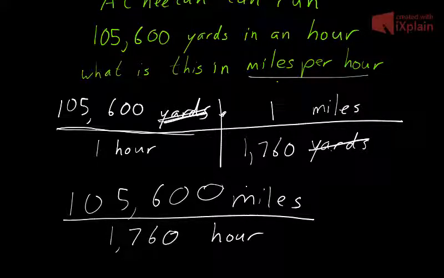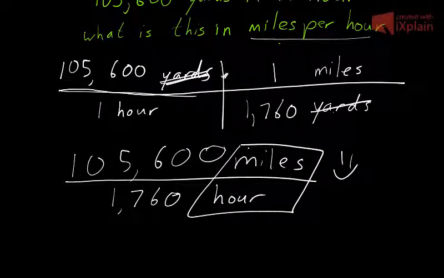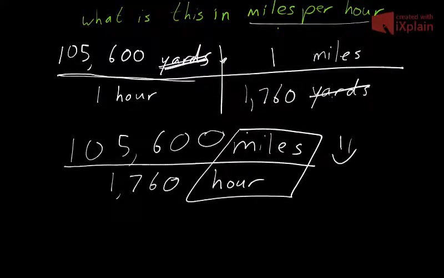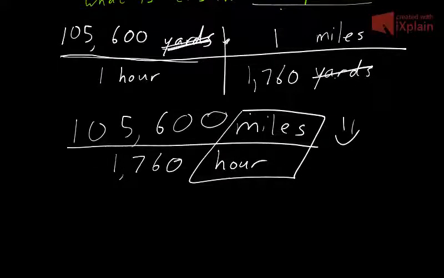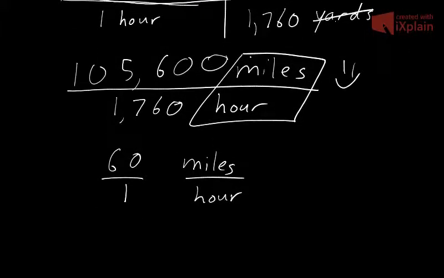So if you look at our units now, we have units that we want because it's miles per hour here. That makes me happy. So all I have to do is simplify this fraction. So as it turns out, 105,600 divides evenly into 1,760. I know that's kind of hard to do in your head, but I promise if you did this, you would end up getting that this is 60 over 1 miles per hour. And 60 over 1, of course, is 60 miles per hour.